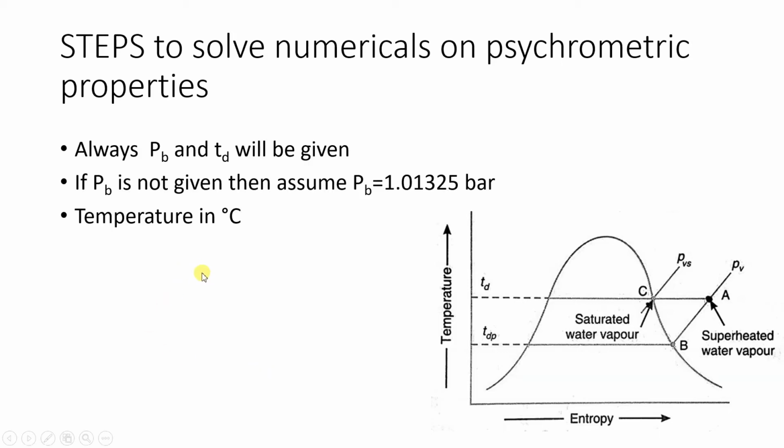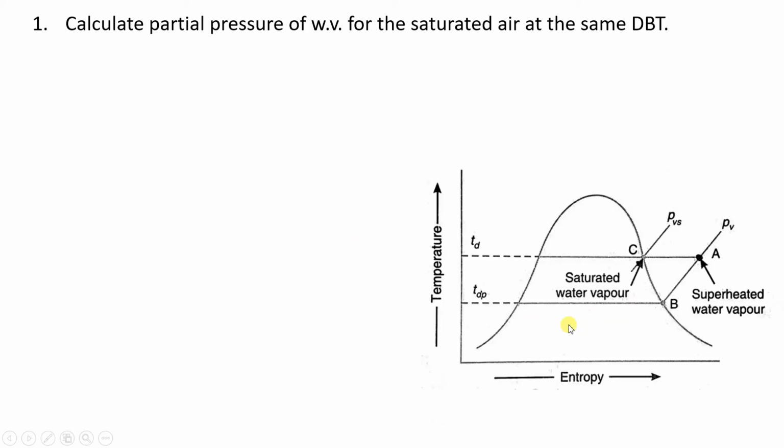Next, in most of the questions, PB, the total pressure, is given in the question and the dry bulb temperature is given. In a few numericals it might happen that the dry bulb temperature is not available. Okay, that can be the case. Then if PB is not given, we have to assume it, and temperature we will be using everywhere in degrees Celsius. Okay, so what are the steps involved?